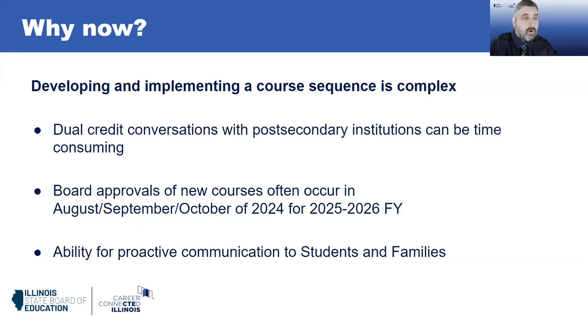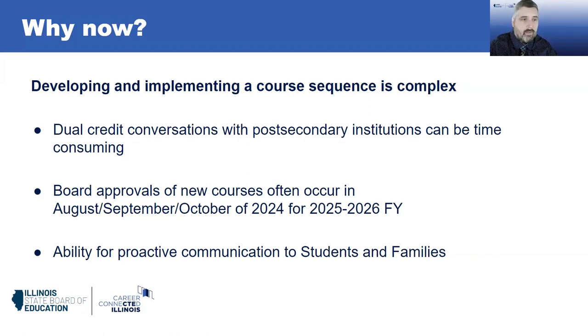We know that board approvals have to happen every year, usually in September or October at the latest, so you have to have those course sequences in stone to get them in front of your board. We wanted that conversation to start as soon as possible, if it hasn't already started for districts, because in August, September, and October of this year, we really have to have things in place to get approvals for the 2025 and 2026 school year. We wanted you to have the opportunity to get ahead of this work.